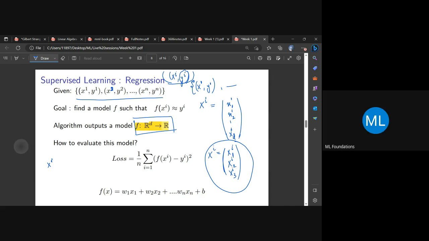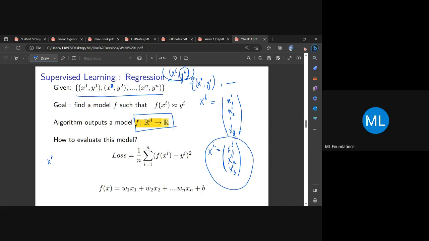Yeah. So what we want is such a model for which f(xi) turns out to be approximately equal to yi. We want such an f such that f(xi) is approximately equal to yi. So what will happen is you give this labeled data set to the algorithm.